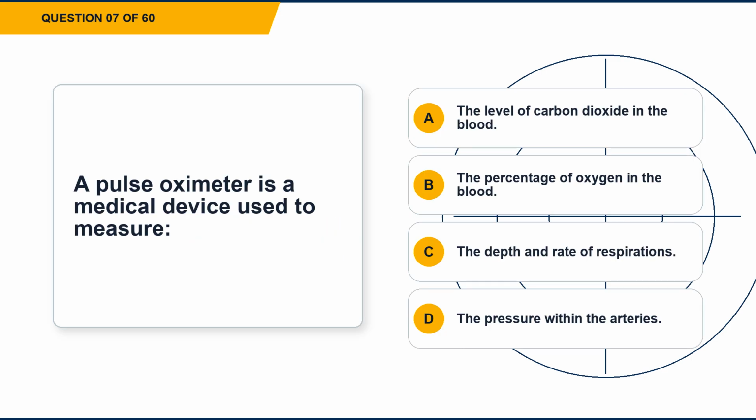Question 7. A pulse oximeter is a medical device used to measure: Option A. The level of carbon dioxide in the blood. Option B. The percentage of oxygen in the blood. Option C. The depth and rate of respirations. Option D. The pressure within the arteries.